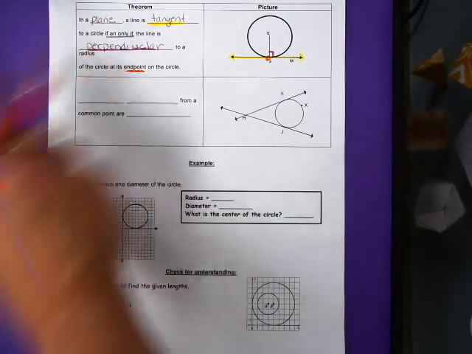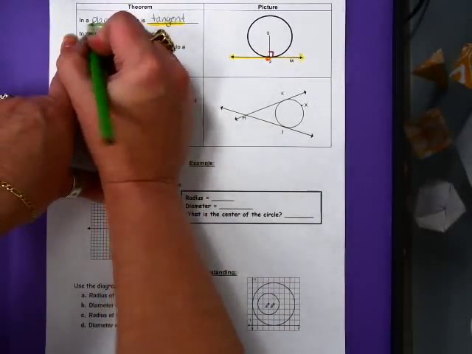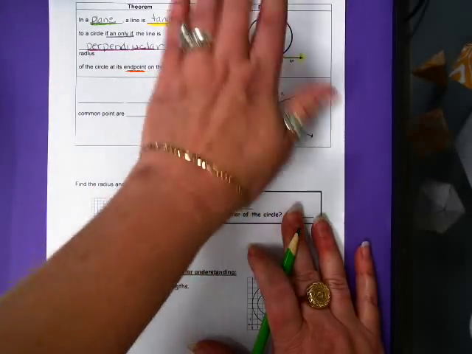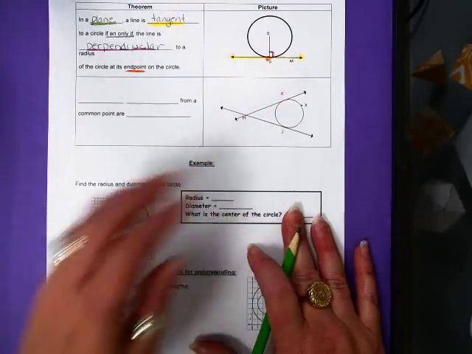Okay, now the only word I didn't highlight here is the plane. This one right here just means that it can't be a three-dimensional figure that we're talking about. We're talking about a circle, or we're talking about a flat plane surface. So think of your piece of paper as the plane.